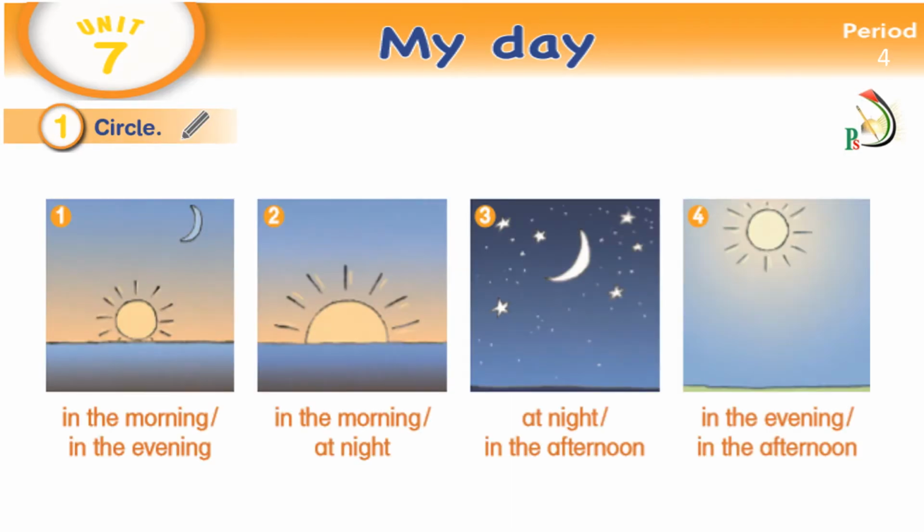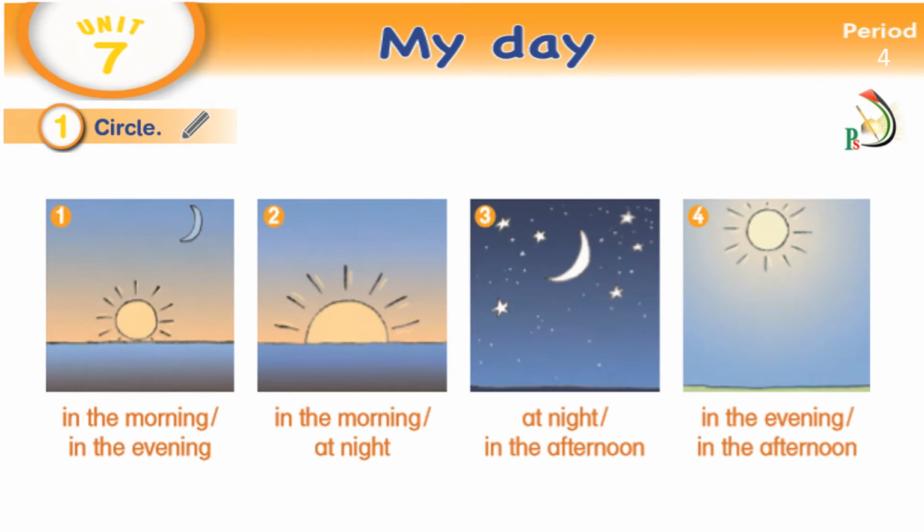Now, my students, let's move to period 4 of our unit, My Day. Here in activity number 1, you can notice 4 pictures of the parts of the day. Can you look at them and circle the correct word?